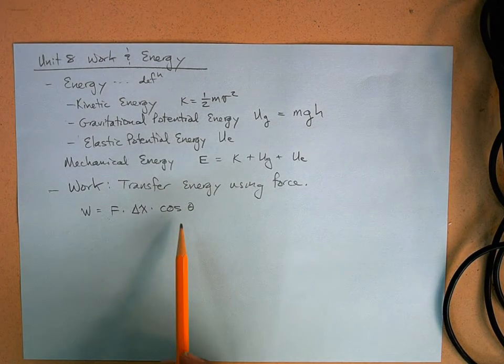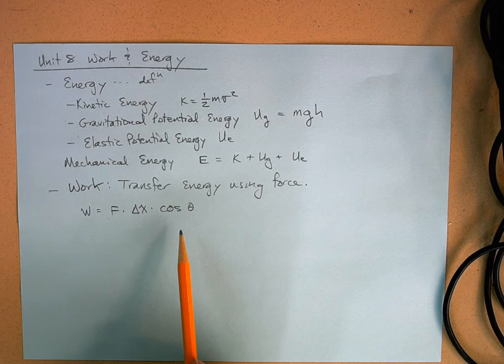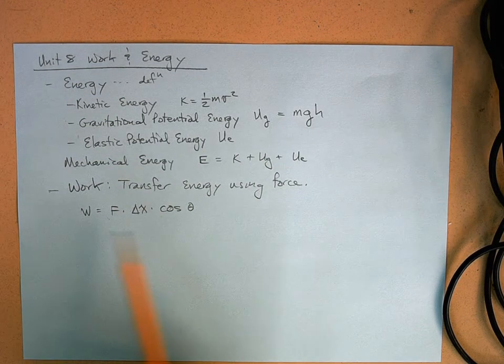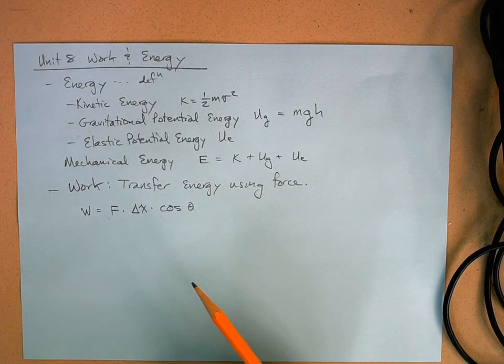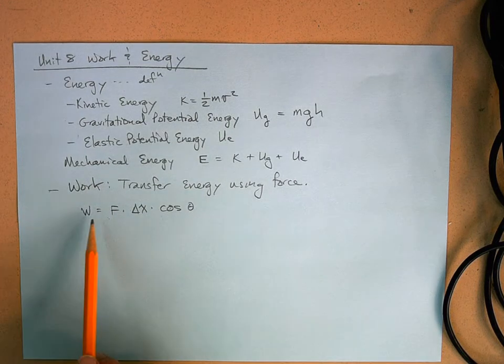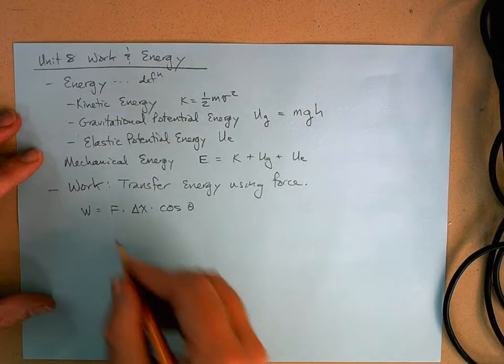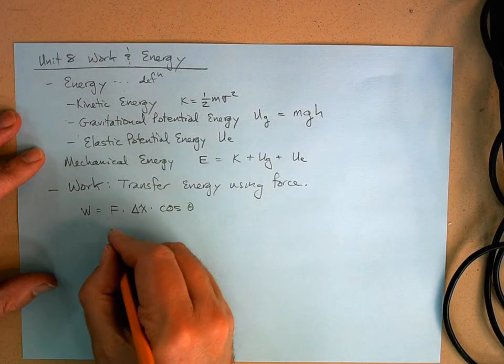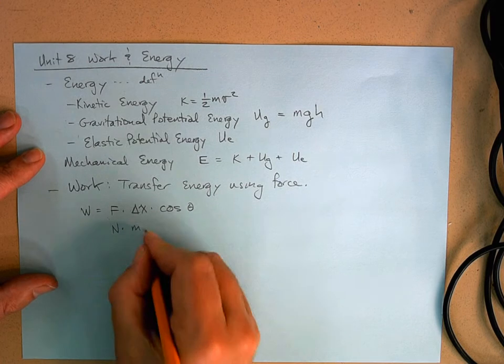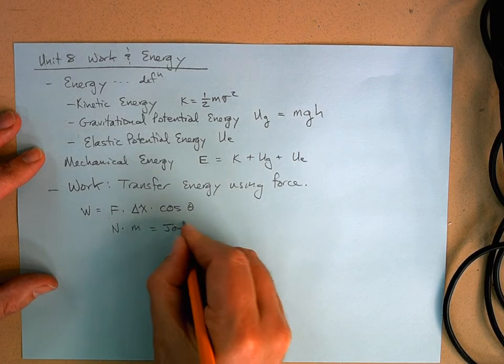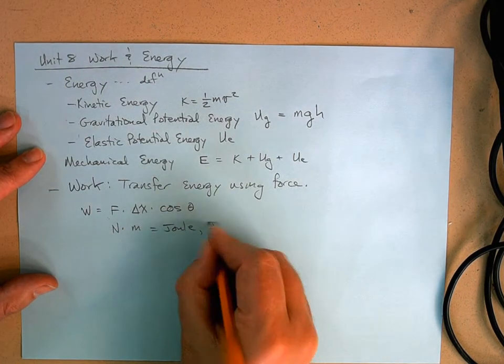And this is how we get the units for energy, by defining what work is. Some people say energy is defined to be the ability to do work. I don't really like that definition, but I like to use work as a way of defining what the units for energy are. The units for energy are newtons times meters. And a newton times a meter is a joule, which we abbreviate with a capital J.